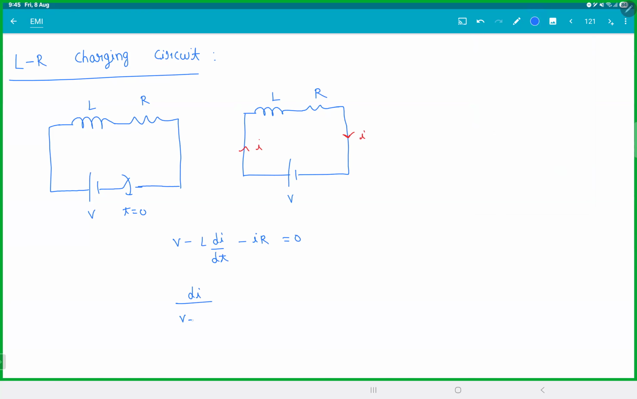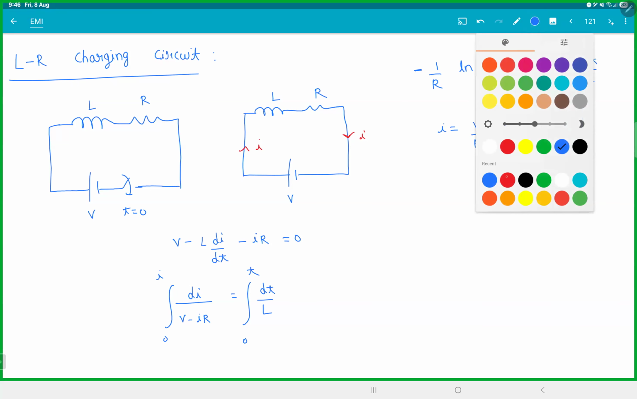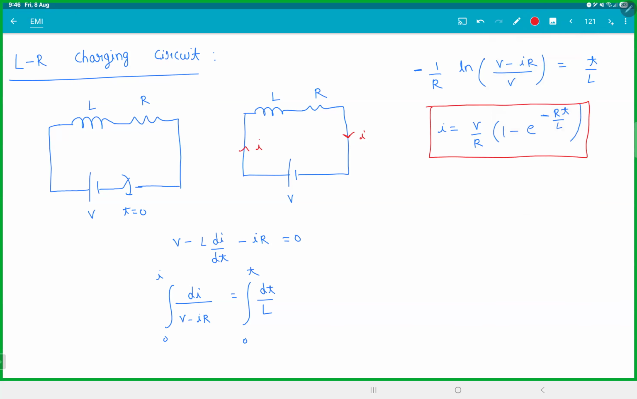This will be di by (V minus IR) is equal to dt by L. Integrating on both sides, 0 to I, 0 to t. This will be minus 1 by R ln((V minus IR) by V) is equal to t by L. So we get I is equal to V by R times (1 minus e power minus Rt by L). This is your current at time t.